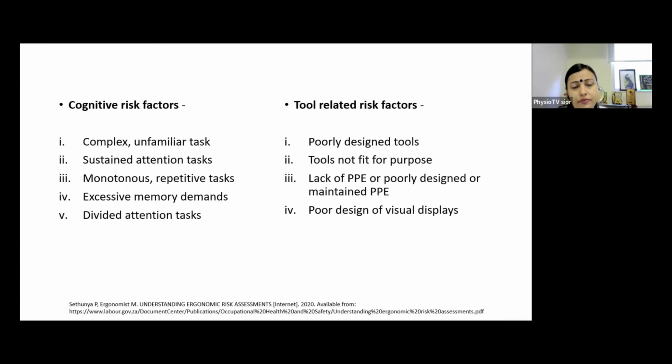Now, as well as physical risk factors, we also have the cognitive risk factors. The cognitive risk factors are when the task is too complex or it's unfamiliar. So when a task becomes unfamiliar, when training is not being given.